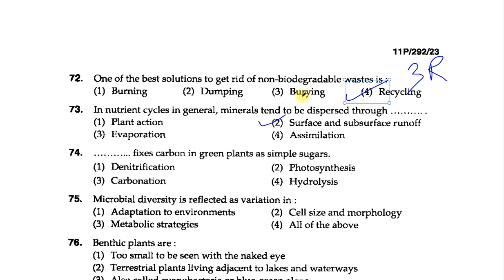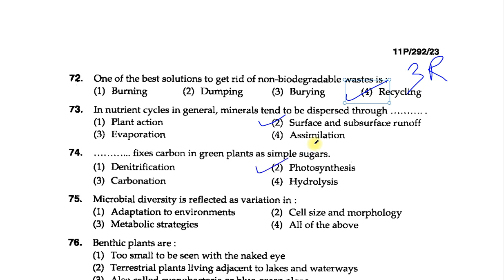Question number 74. Dash fixes carbon in green plants as simple sugar. This is a very simple, very straightforward question. The options are 1. Denitrification, 2. Photosynthesis, 3. Carbonation, 4. Hydrolysis. I hope you have guessed the correct option, and the correct one is 2.